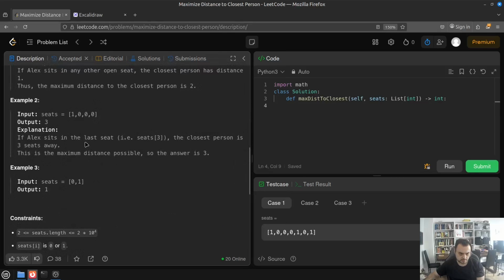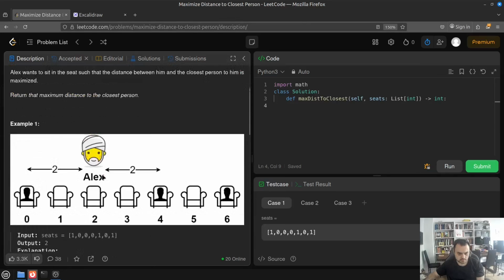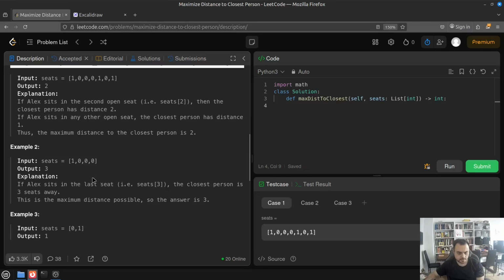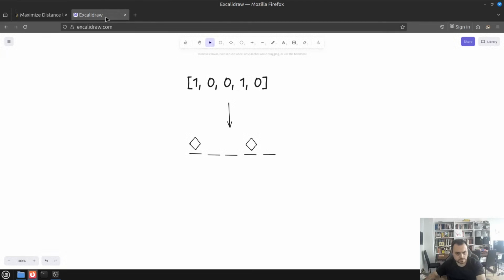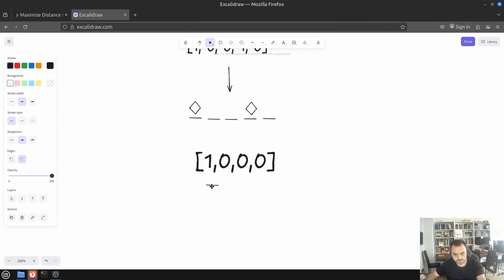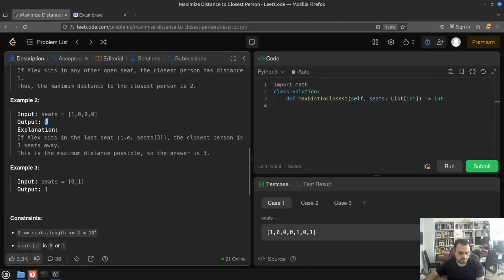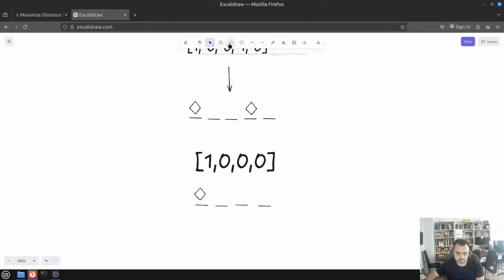And the second example is 1 0 0 0, and the output. By the way, what do we have to find? Just the distance, not the index where he should sit. So let's try to draw it, and we will use 3 empty spaces. And the answer is 3 because he can sit on the last place.